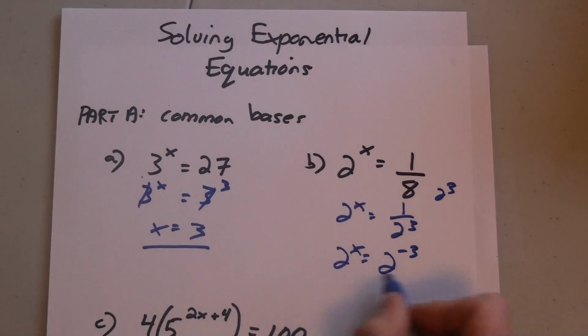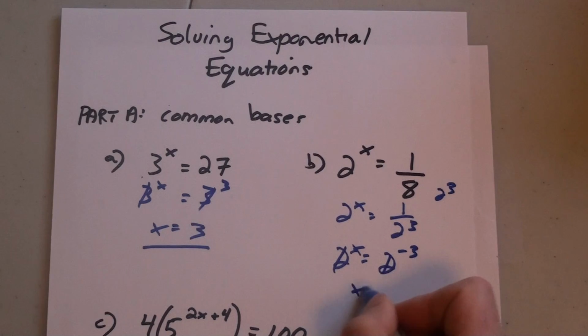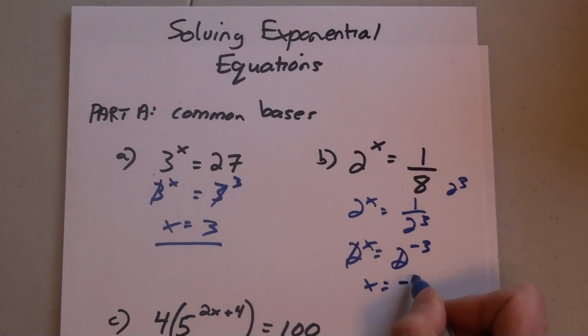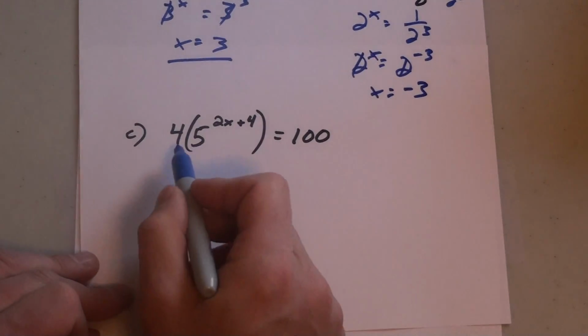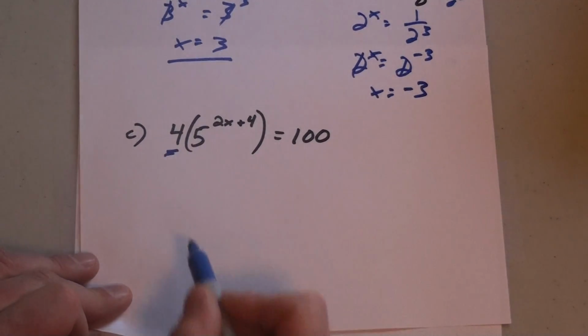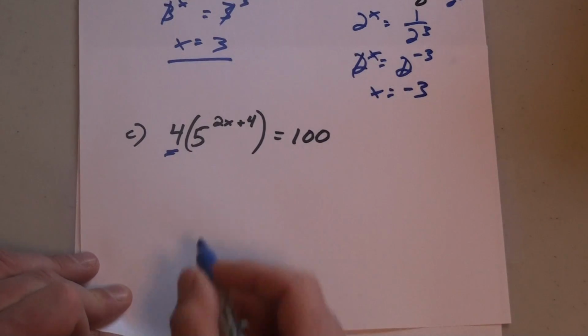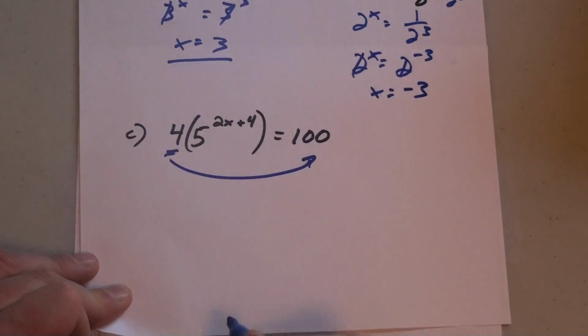And then I have a common base on either side. I can cancel it out and I'll be left with just my exponents. x equals negative 3. For the third example, here I have a multiplier in front. I need to get rid of that first before I can move on. So I'm going to divide it over to the other side.